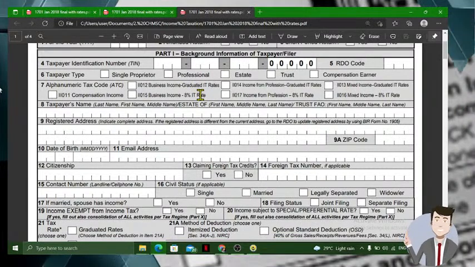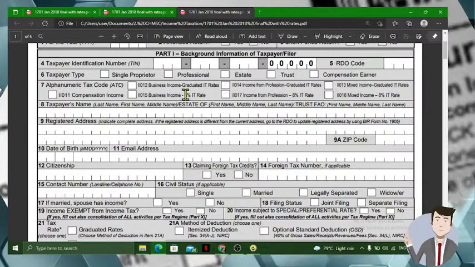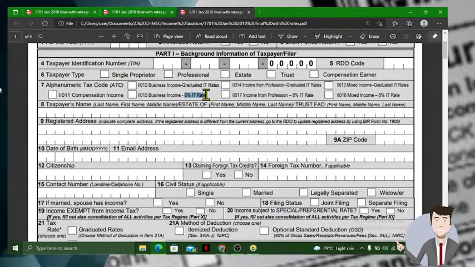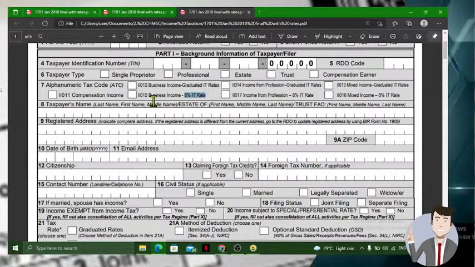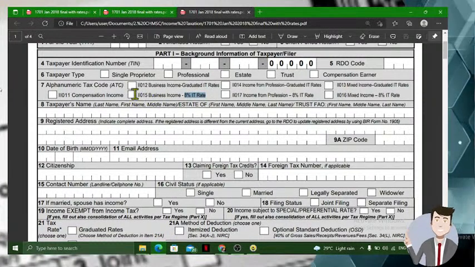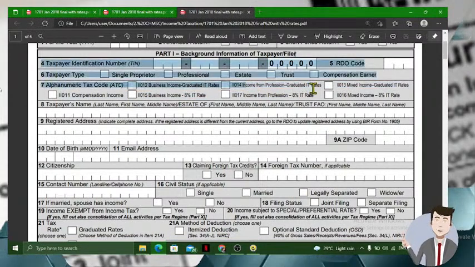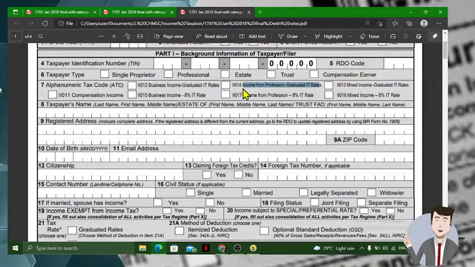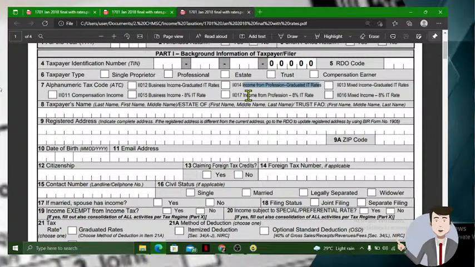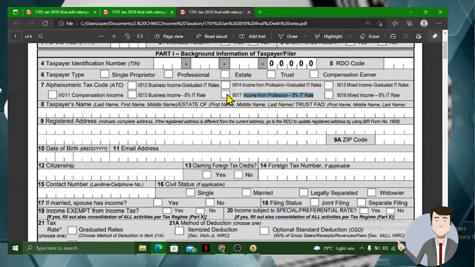So for this business income, subject to 8% based on our discussion, there are rules or conditions before we can select the 8% income tax rate. So kindly review our previous discussions. Okay, so in that case, you will put an X mark on this box. So for income from profession, so you are practicing your profession, that's 014. For income from profession but subject to 8%, that's 17.